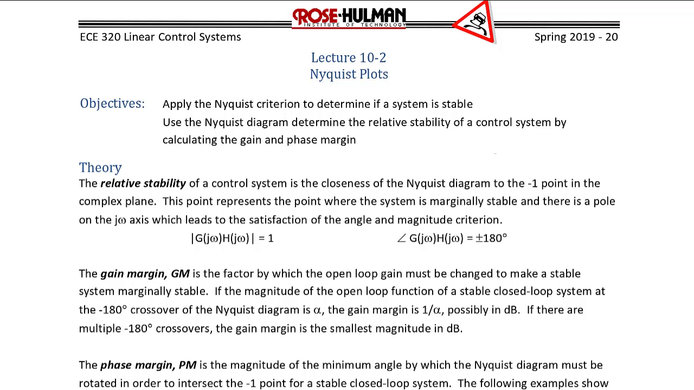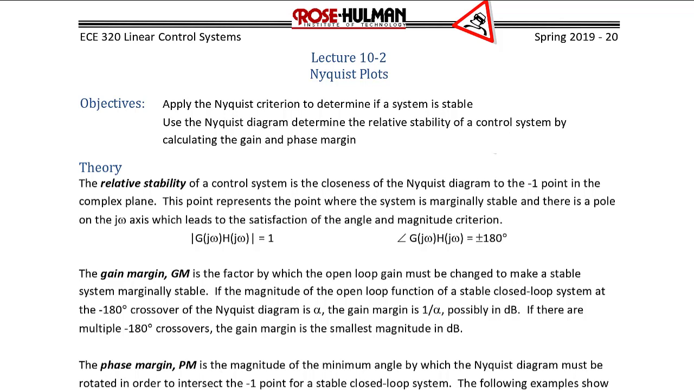Theory: the relative stability of a control system is the closeness of the Nyquist diagram to the -1 point on the complex plane. This point represents the point where the system is marginally stable and there is a pole on the j-omega axis, which leads to the satisfaction of the angle and magnitude criterion, which, just to summarize, is the magnitude of G(jω)H(jω) equal to 1, and the angle of G(jω)H(jω) equal to positive or negative 180 degrees.